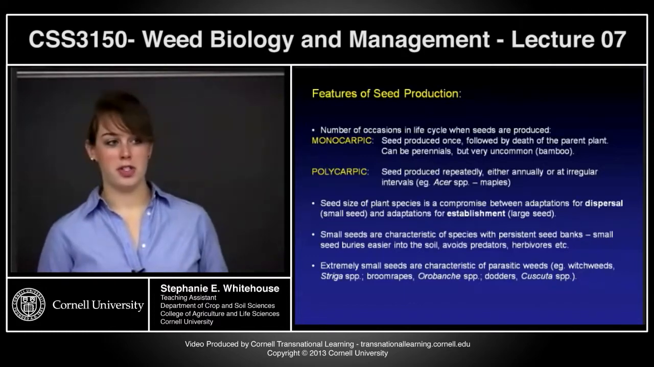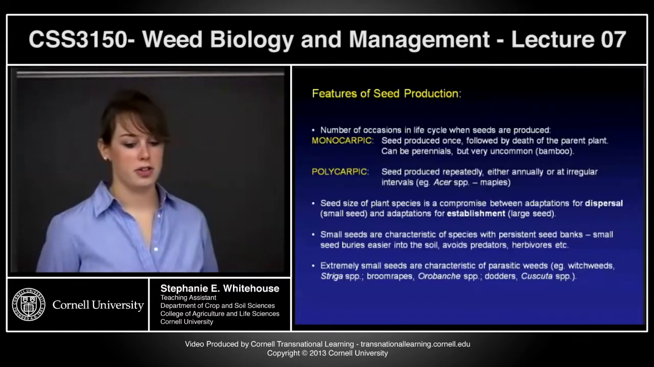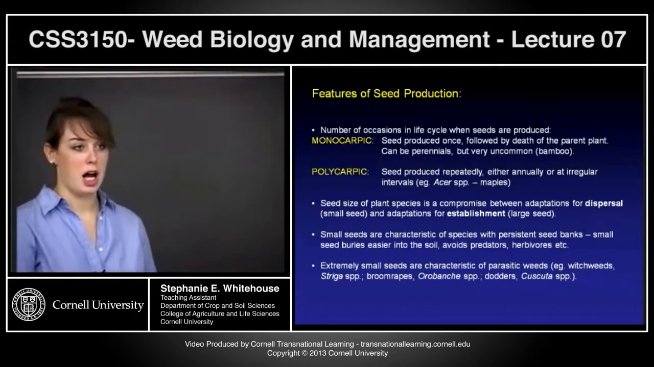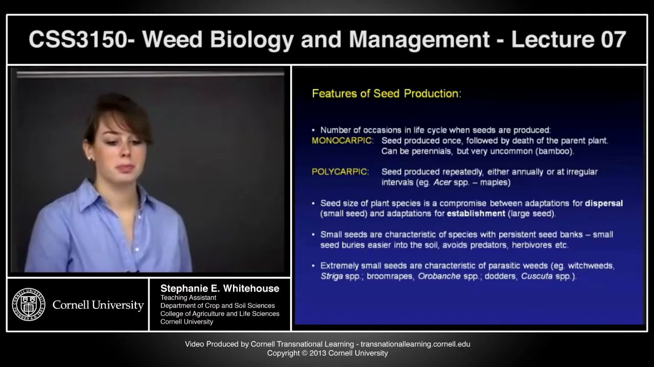This is common with a lot of our annual weed species. They'll grow through the one season with the number one goal of producing as many seed as possible, and then they'll die off. Some perennials can do this, but it's pretty uncommon. One of the more famous perennials that does this is bamboo.